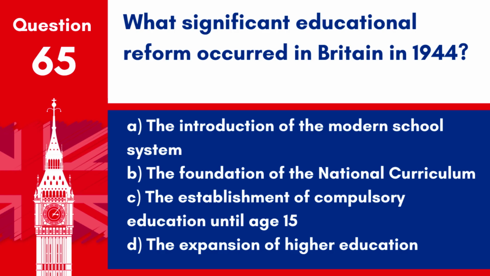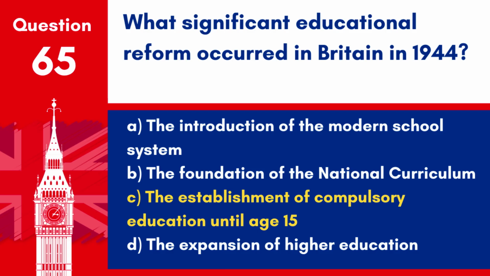Question 65. What significant educational reform occurred in Britain in 1944? A. The introduction of the modern school system. B. The foundation of the national curriculum. C. The establishment of compulsory education until age 15. D. The expansion of higher education.